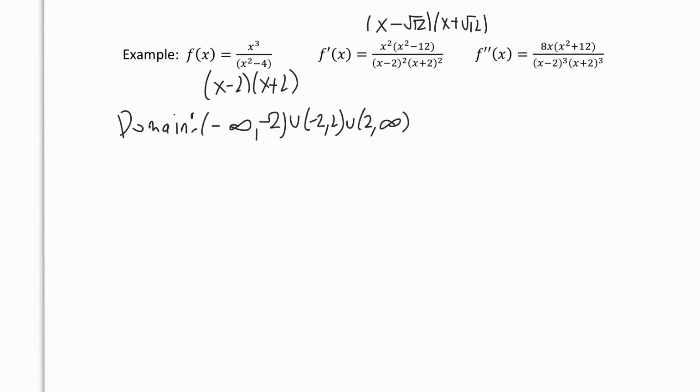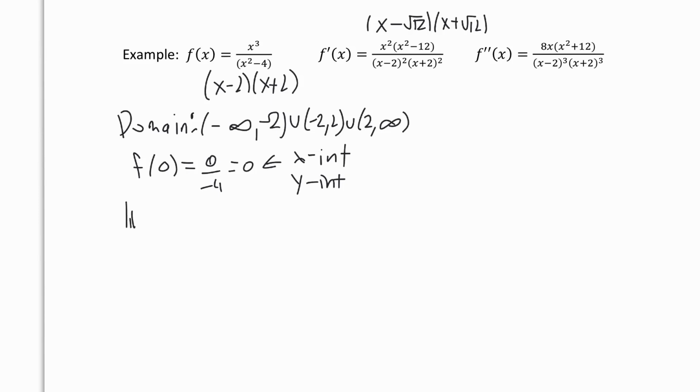We can find the y-intercept and the x-intercept by finding f of 0, which happens to be just 0 over negative 4, so 0. So this is our x-intercept and our y-intercept. So the graph actually goes through the origin. Now we can go ahead and find the vertical and horizontal asymptotes.